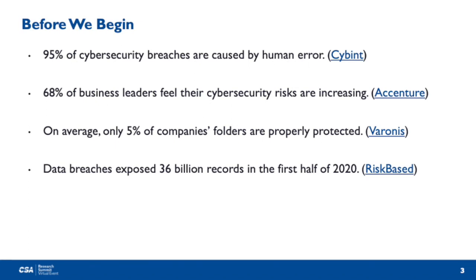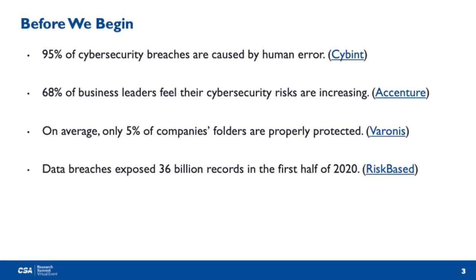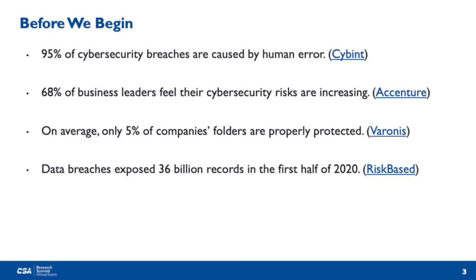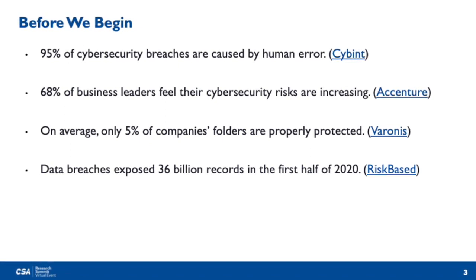So before we begin, I just wanted to give some statistics that are currently out there. And I think these are from 2020 to 2021, a few cybersecurity details. The first one is 95% of cybersecurity breaches are caused by human error. Human error can be anything from missing a control, not properly implementing a control, clicking on a phishing email. It can be any of those.